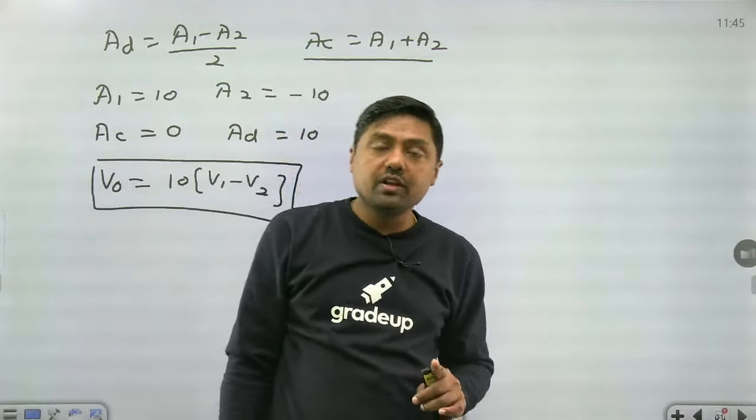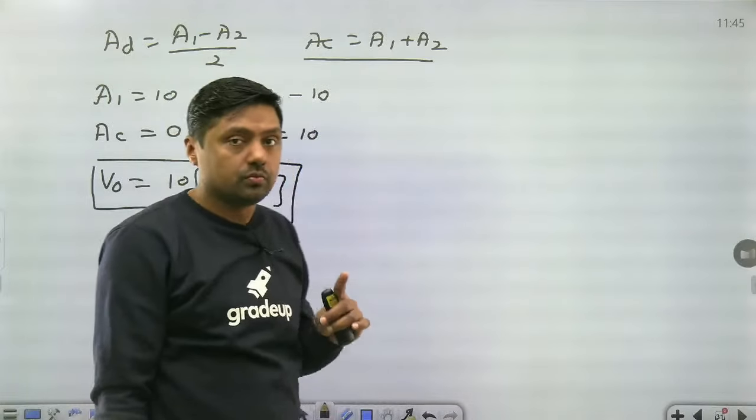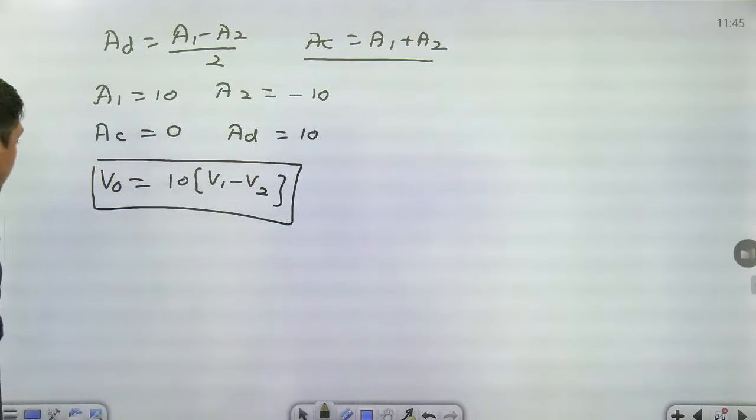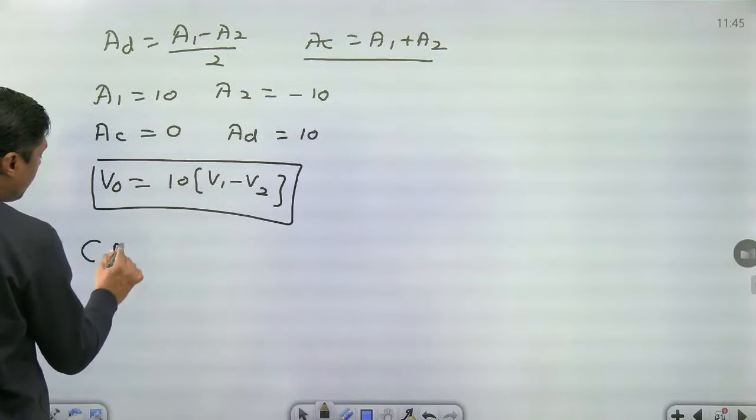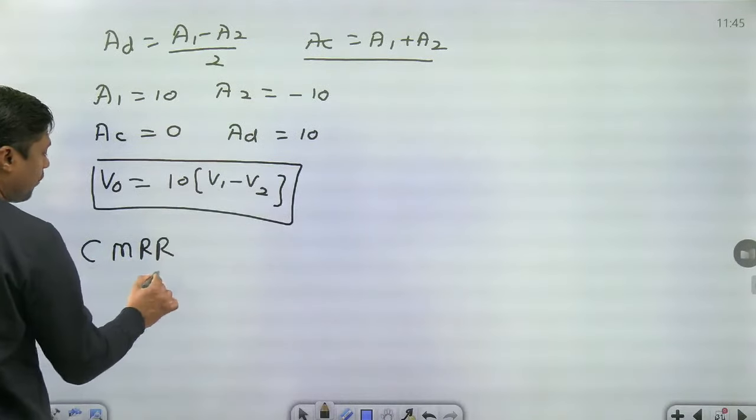MSQ. On the differential amplifier, you will definitely get an MSQ. MSQ on AC. Then CMRR, common mode rejection ratio. It is called the figure of merit.